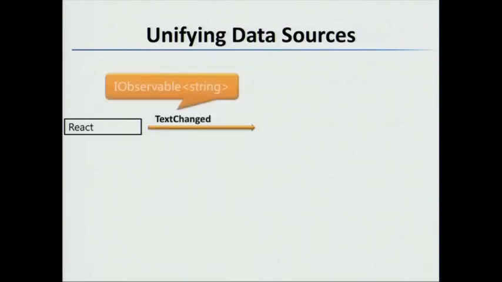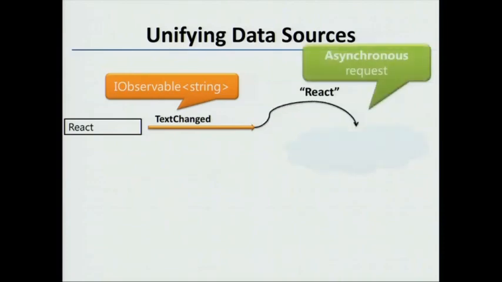Okay. So, unifying. Here we have a little text box. We're typing along with React. That's the prefix of the string I'm typing. And each time I type, what I want to do is surface an event stream of strings, which is the current prefix. So I have the text changed event. As it changes, for example, when I have the prefix React, I want to raise that event. And then off it goes to the server.